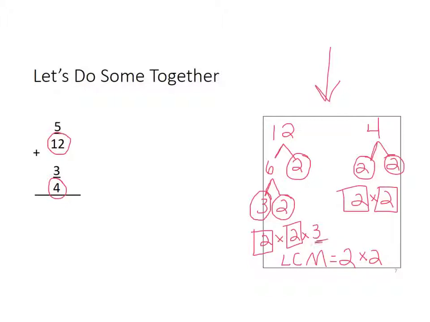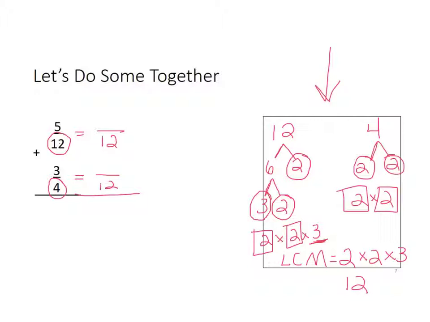And then we go back and we grab whatever's left over, in this case 3. 2 times 2 is 4, 4 times 3 is 12. So now I'm going to come back over here to our original problem, and we're going to find some equivalent fractions that have denominators of 12.